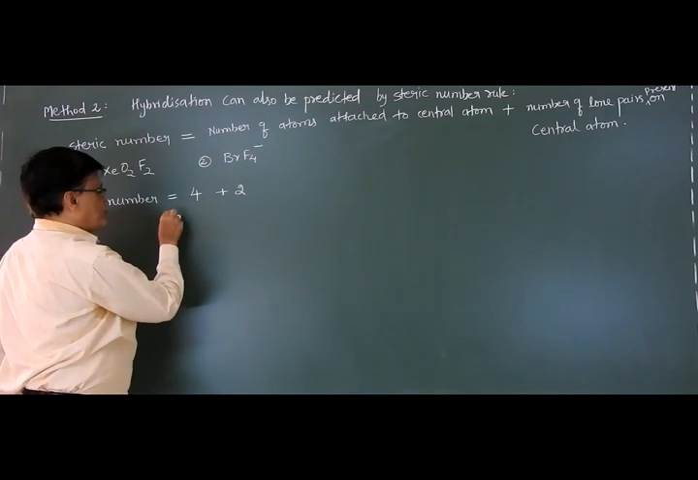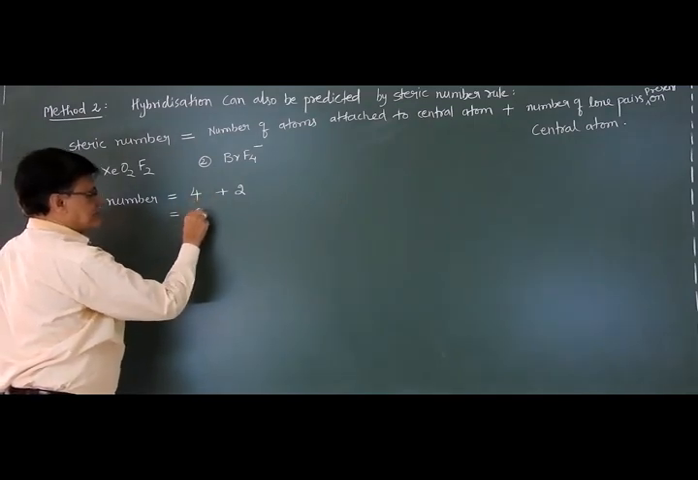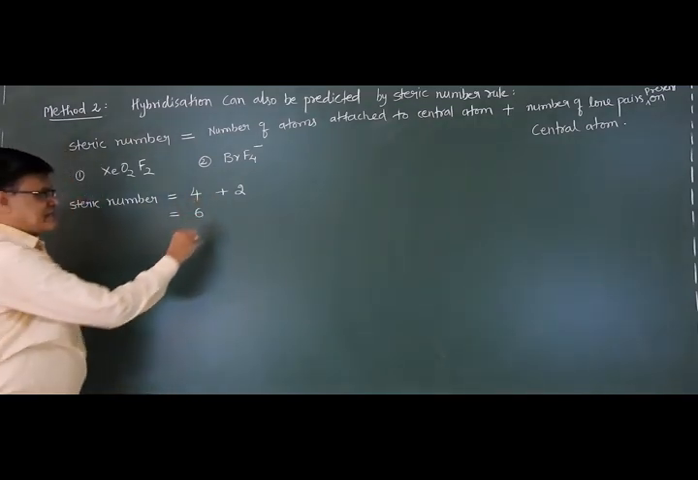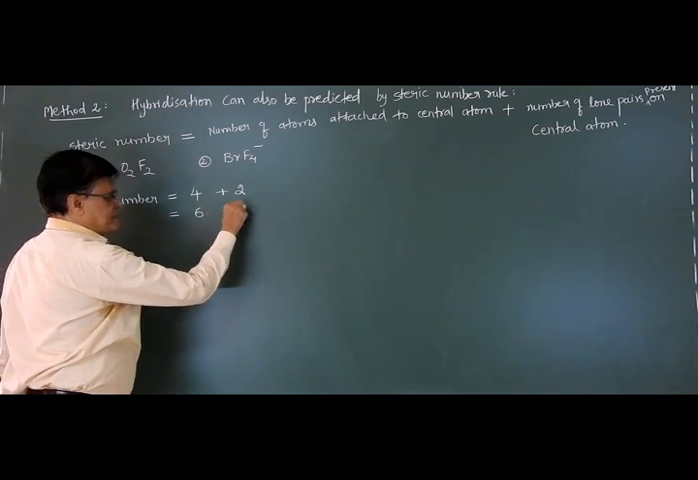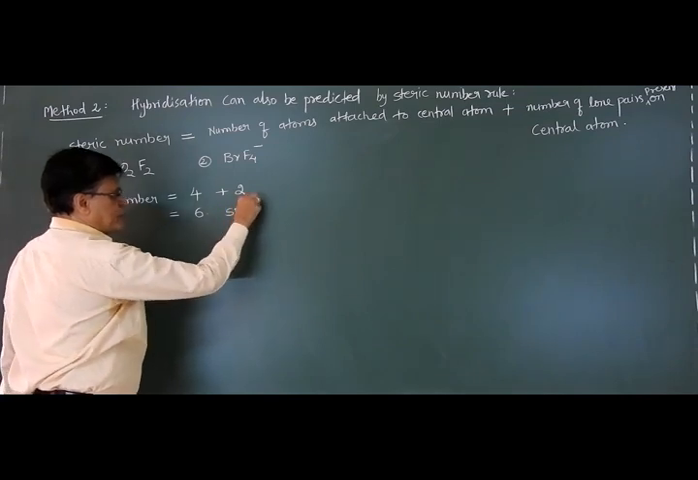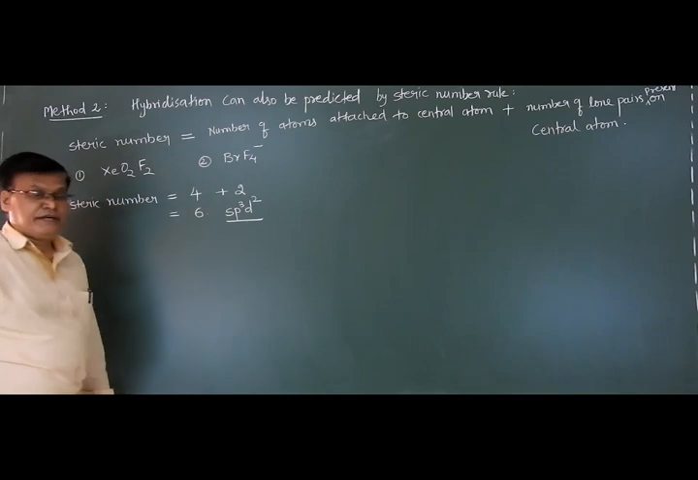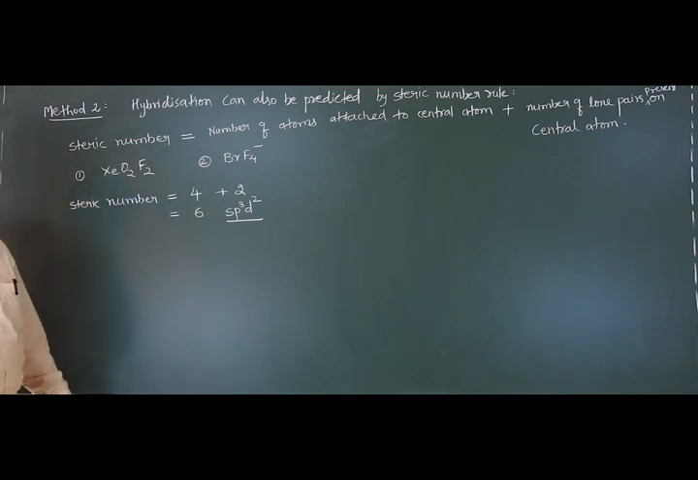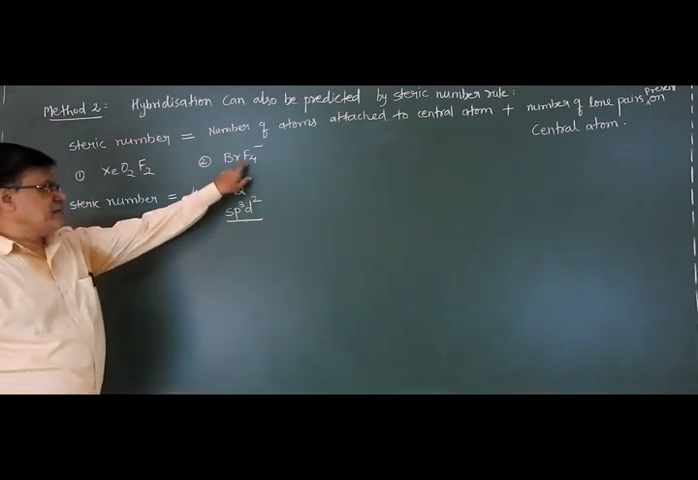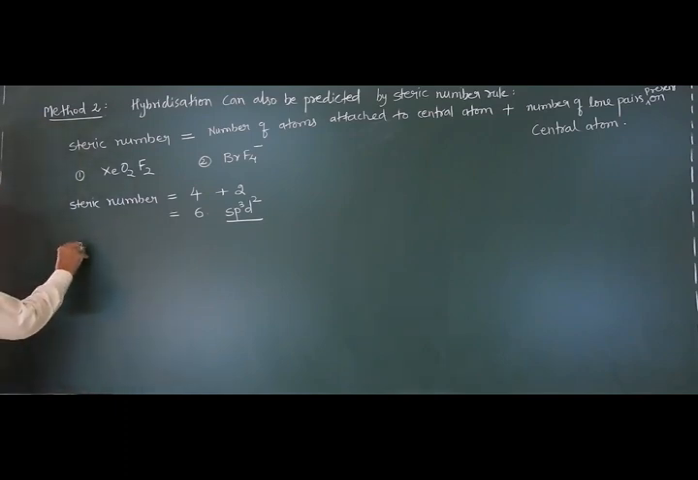That is 4 plus 2, how much? 6. 4 plus 2, 6. So what is the hybridization? sp3d2: 3, 4, 5, 6. sp3d2 hybridization. Clear? Now the second one, take BrF4 minus.